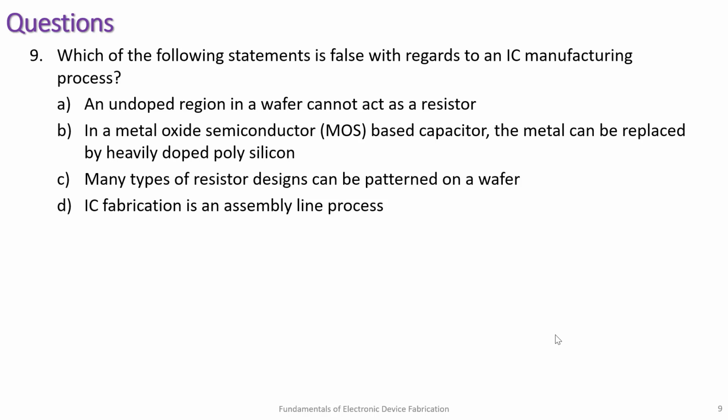Which of the following statements is false with regards to IC manufacturing? Undoped region cannot act as resistor. In MOS based capacitor, metal can be replaced by heavily doped polysilicon. Many types of resistor designs can be patterned on a wafer. IC fabrication is an assembly line process. Which of the following statements is false? It is asked.